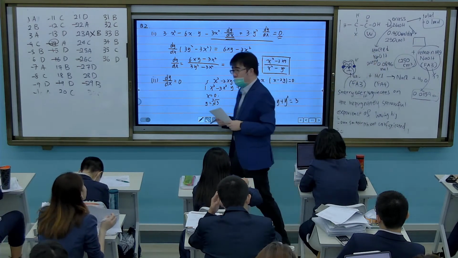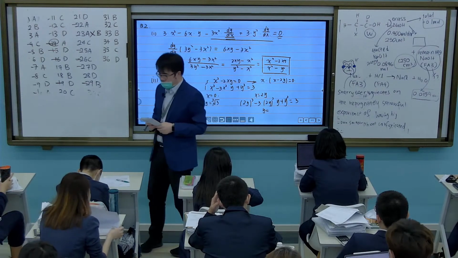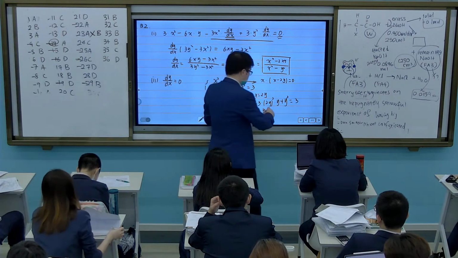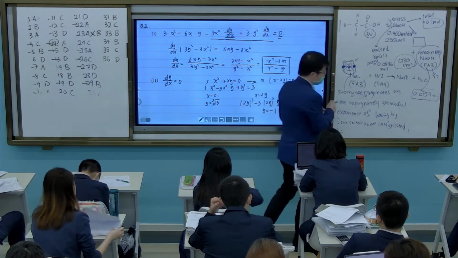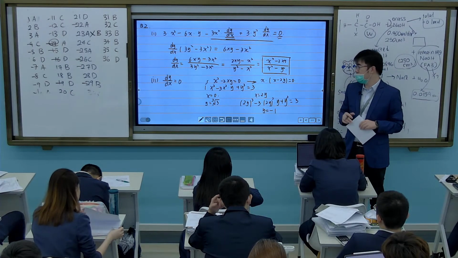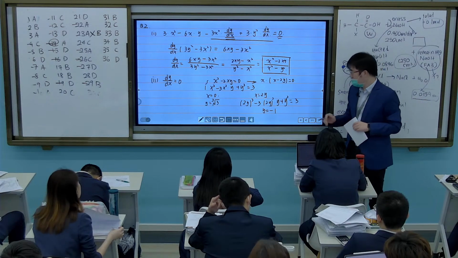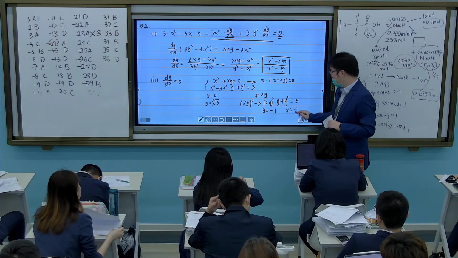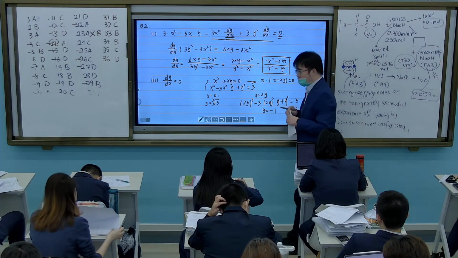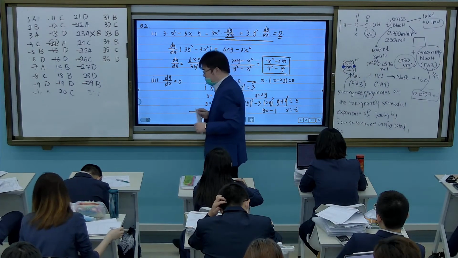Negative 1. So you have 2 points. The first one is 0 and the cube root of 3. The second one is negative 2 and negative 1.